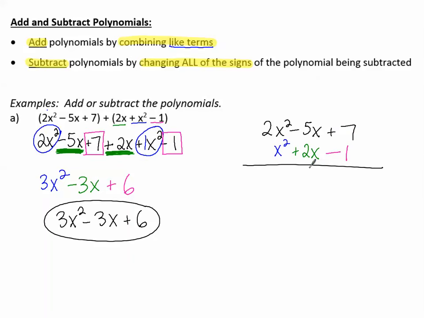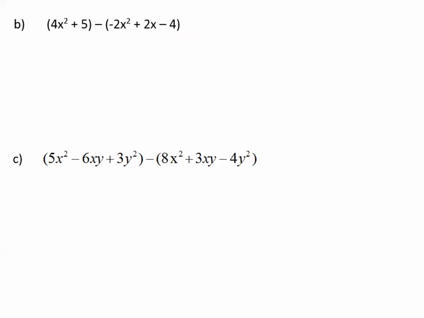and combine each column. 2x squared plus 1x squared makes 3x squared. Negative 5x plus 2x, negative 3x. And 7 minus 1, positive 6. Same answer, just a different method. You pick the way that works best for you. Let's look at the second example.